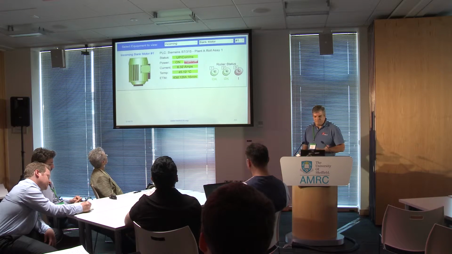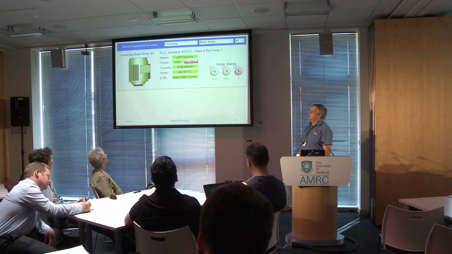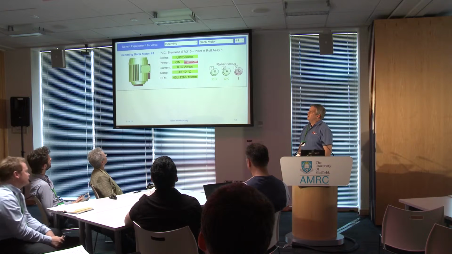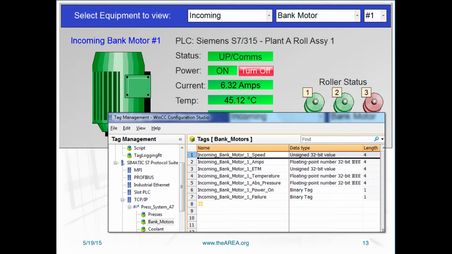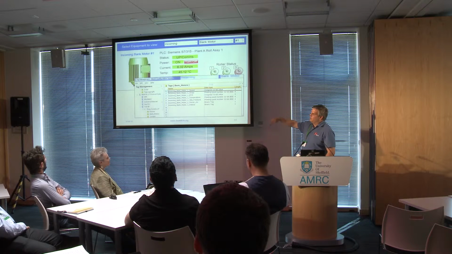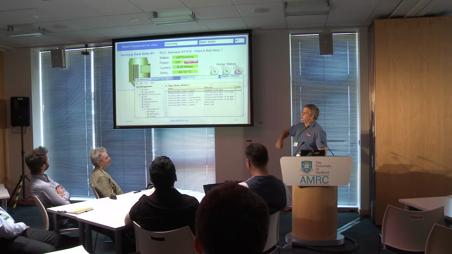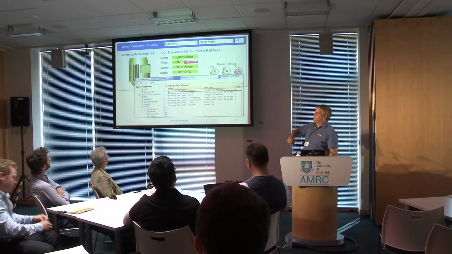So typically here's an HMI screen, a SCADA screen, and we're looking at a motor and we see information. This would be information in the form of tags. In the configuration of this particular HMI, it's a Siemens HMI, we can see these tags and we can see that the naming convention has been used. We know that it comes from Press System A7. We know what PLC it comes from.